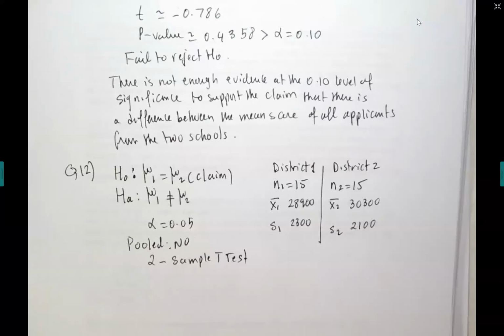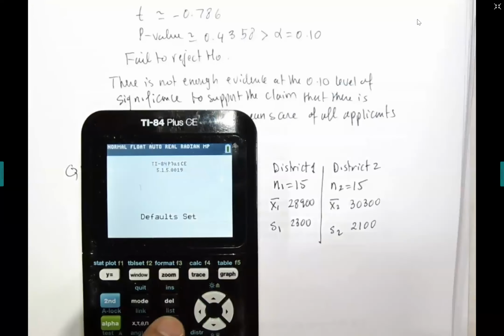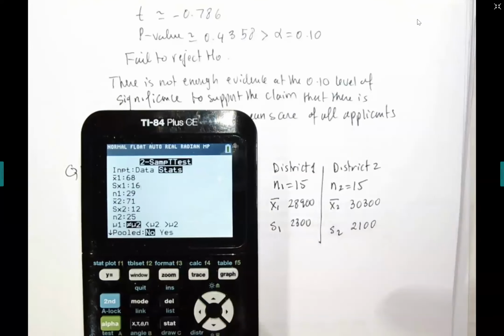Run your calculator with me, guys. So go turn it on, go to stat, tests, two-sample t-test, number 4. It's not data. X1 bar, guys, is 28,900. S1 is 2,300. N1 is 15. X2 bar is 30,300. S2 2,100. N2 is 15. And we need to check the alternative, which is not equal to. Pooled, we say no, and then calculate.